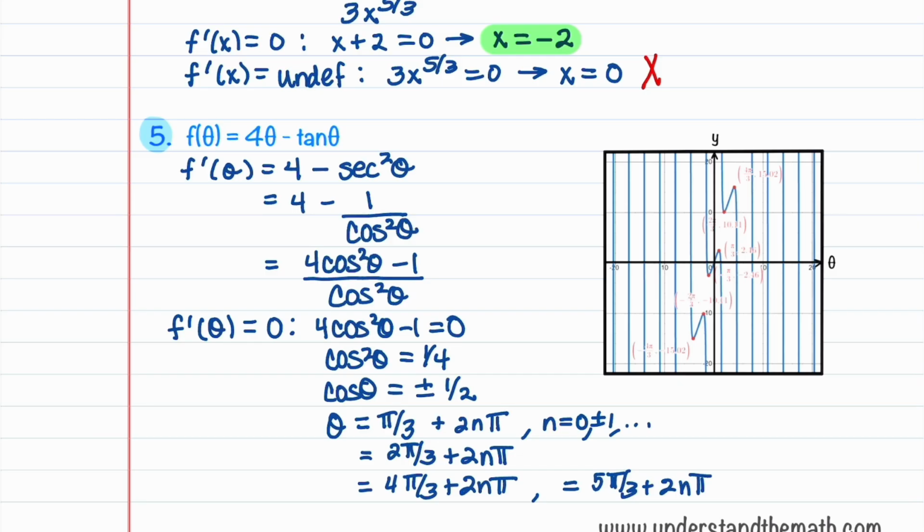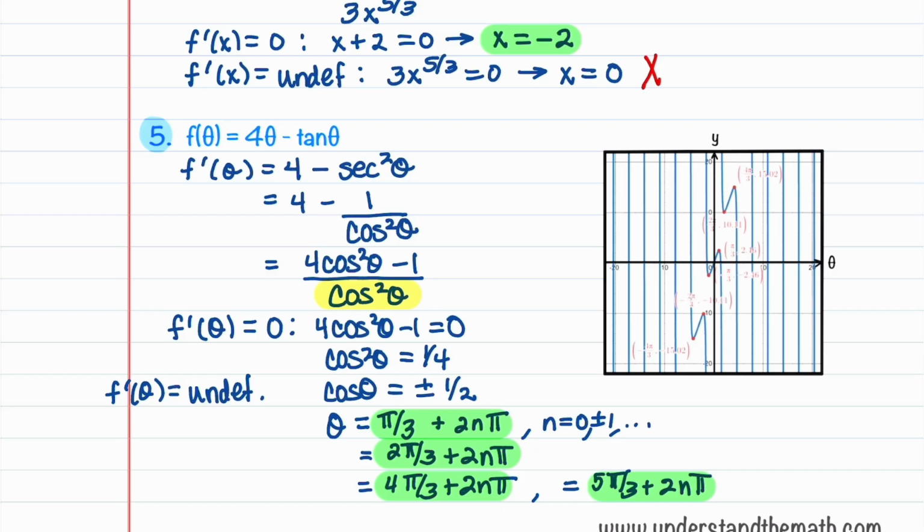Let's go ahead now and highlight our critical numbers. It's this one, this one, this one, and this one. Now we have to think about where f prime of theta is undefined. If we look back up at our derivative, f prime is going to be undefined where the denominator is equal to 0. But before we go ahead and compute all those points, let's go back up and look at our original function.